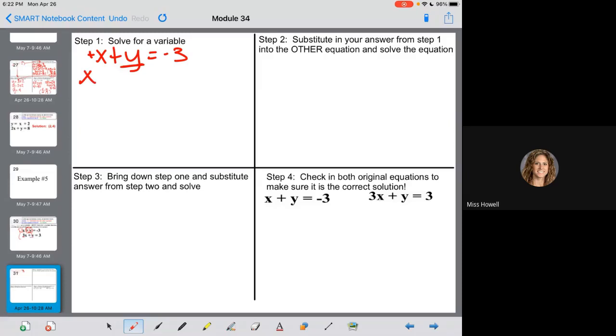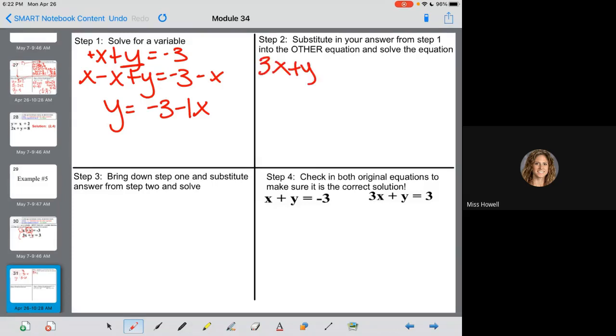So we're going to subtract an x from both sides. So y equals -3 minus 1x. All right, which means over here we need to use our 3x plus y equals 3 equation. All right, this entire thing goes in here for y. Now remember, that's a 1y. So 3x plus 1 times that entire thing, -3 minus 1x equals 3.